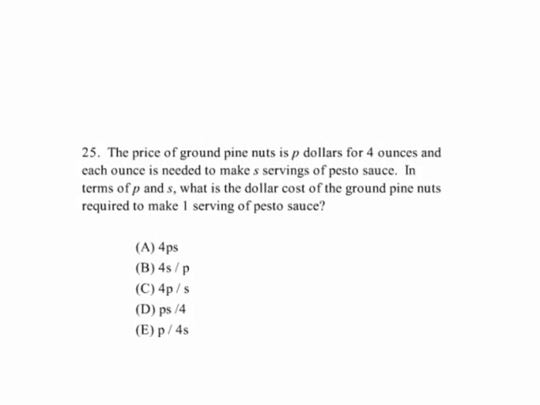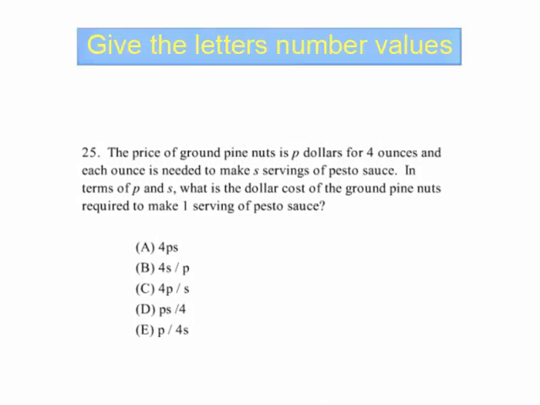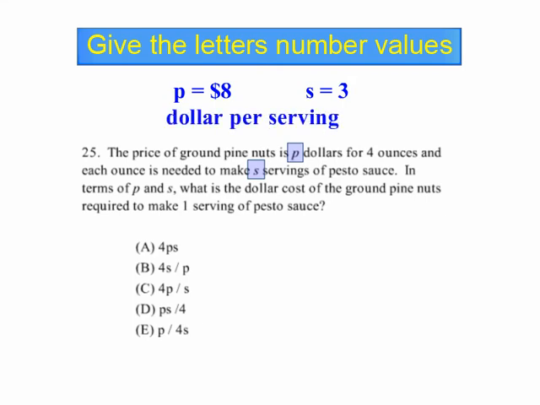When you see an abstract problem like this, where they give you letters instead of numbers, reverse it. Substitute numbers for the letters so that you can conceptualize the problem. In this case, we're paying P dollars for 4 ounces, and each ounce is going to make S servings, and we want to get the dollar cost per serving. Okay, let's say that P equals $8, and that S, the number of servings, is 3. Now focus here. We want the dollar cost per serving.